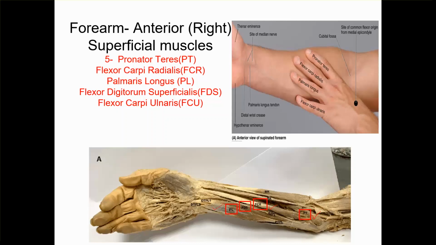Then you have flexor digitorum superficialis. Here you may see about 4 tendons, because it goes to the digits. And then you have flexor carpi ulnaris. It's not clear in this picture.